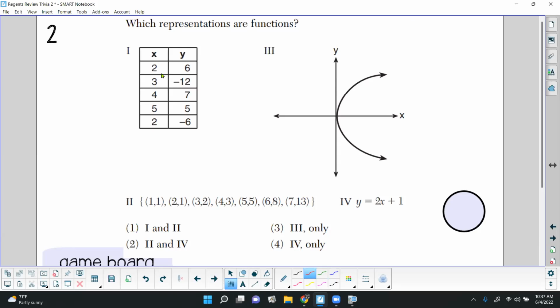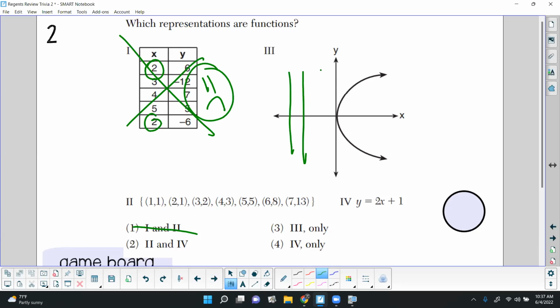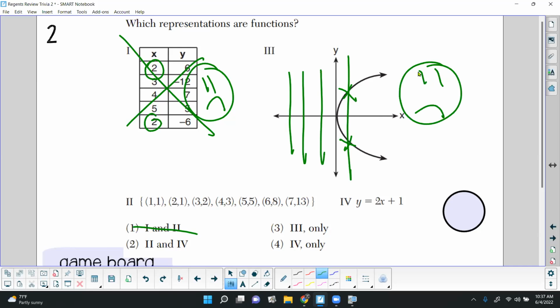So I'm looking here at choice Roman numeral 1, and I've got some repeating x values. So that is not a function. So anything with a 1 in it, I can rule it out. Now I'm going over here to 2 and I'm doing my vertical line test and it fails the vertical line test. So that is not a function. So anything with a 2 in it is out. So I've either got to go with 3 or 4. Got no repeats.